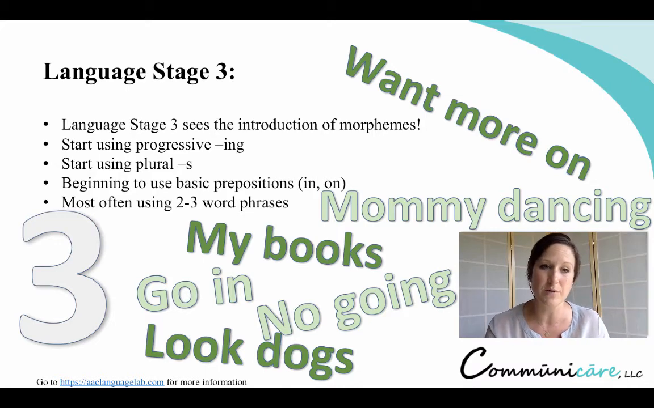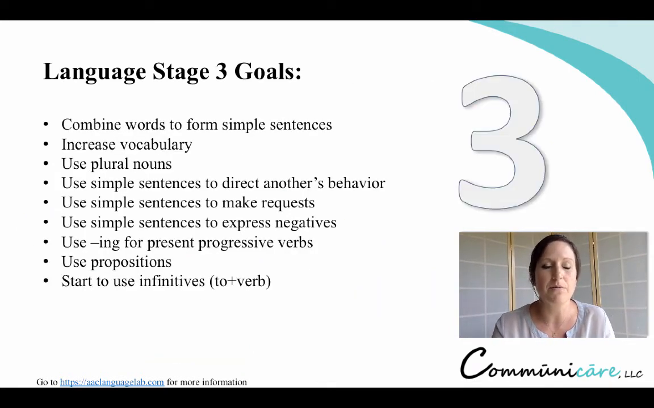So someone at a language stage level of 3 is really doing quite a bit of language work and some really refined and sophisticated device use at this stage. So our goals may be to combine different words to form simple sentences, obviously still working on increasing vocabulary, but now we're really looking at using plural nouns, directing another's behavior, using these same sentences to make requests as well as express negatives, working on the progressive ing, basic prepositions, and we may be starting to use some infinitives, to plus the verb, to go, to see, to eat.